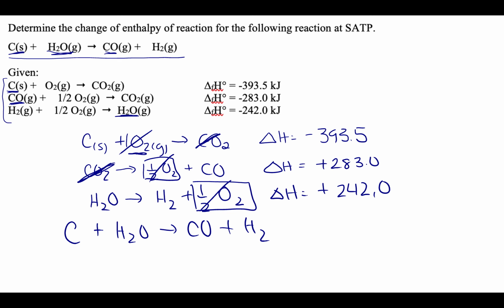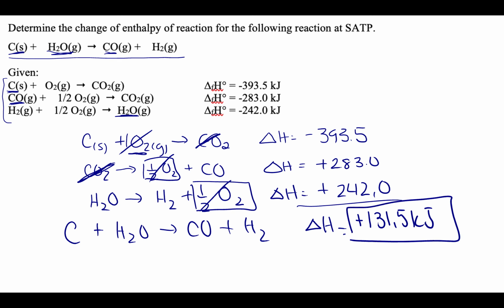So then my last step is now just to add my enthalpies together. So I just want the molar enthalpy of this reaction. So let's go ahead and put that into your calculator. 393.5 plus 242, and we're getting the delta H to be positive 131.5 kilojoules. So that's our first one. Again, it's like little puzzles. So we'll just make sure that we take our time and cancel out what we see on the left and the right hand side to hopefully get to our target.